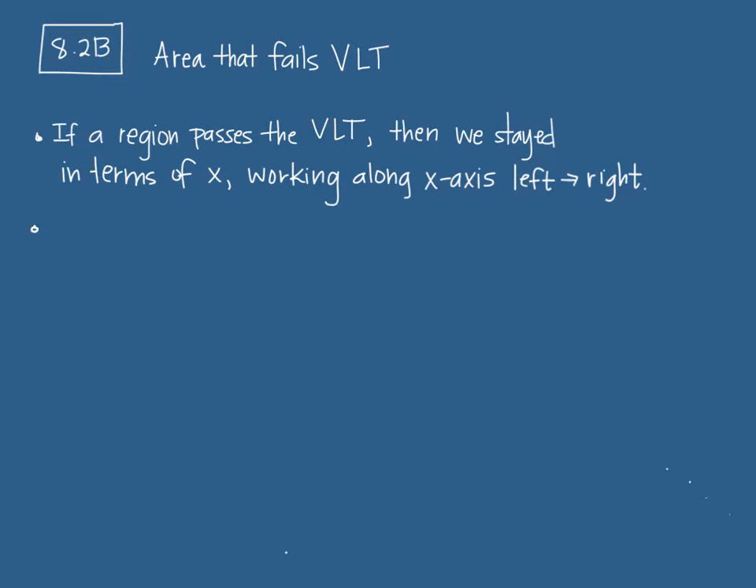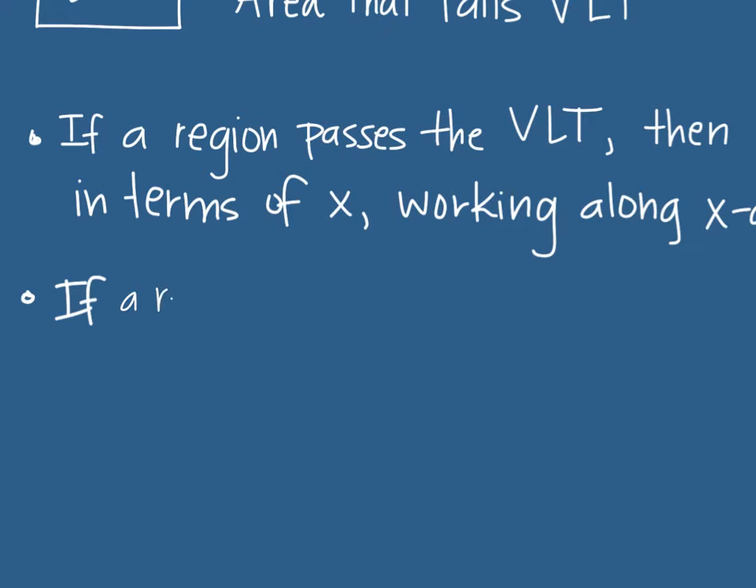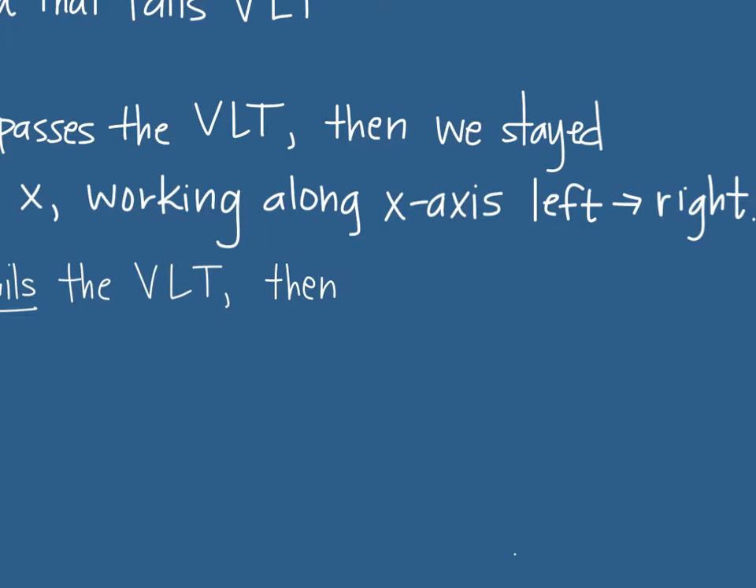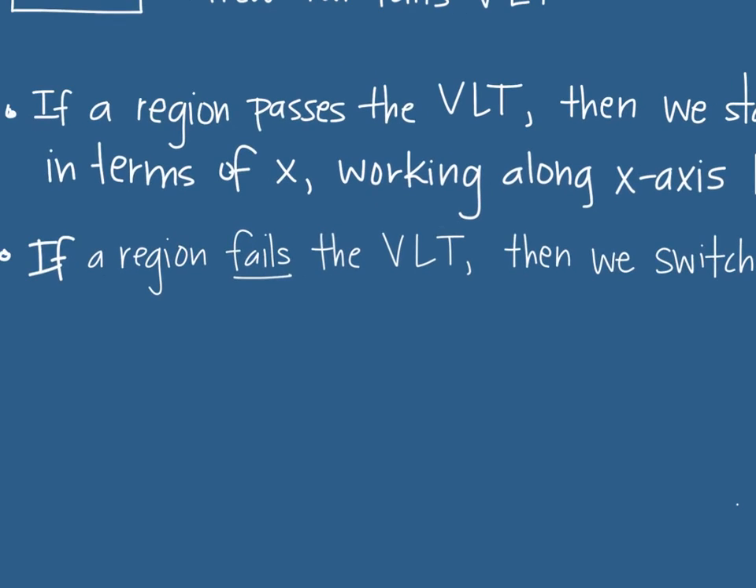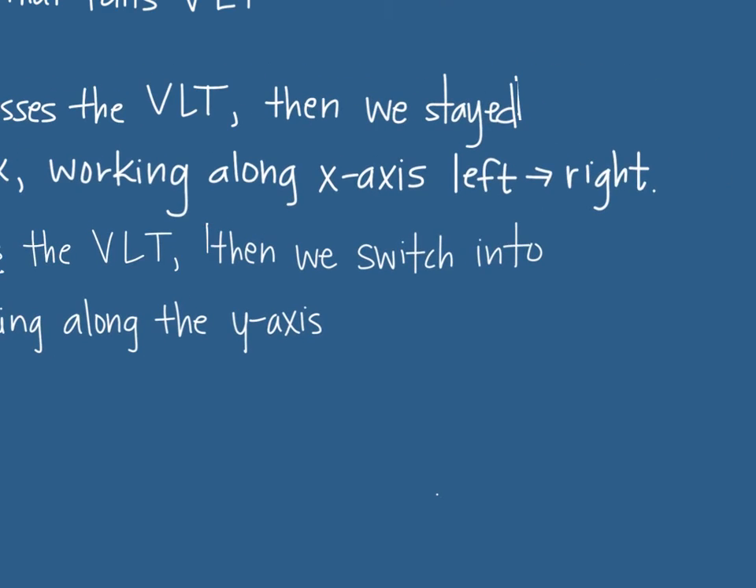the vertical line test? So that's day 2. And in a similar way, if a region fails, and I'll draw a picture of one that fails so you can see what I'm talking about, so if a region fails the VLT, then we switch into y terms, and we work along the y-axis. Bottom to top, or low to high.